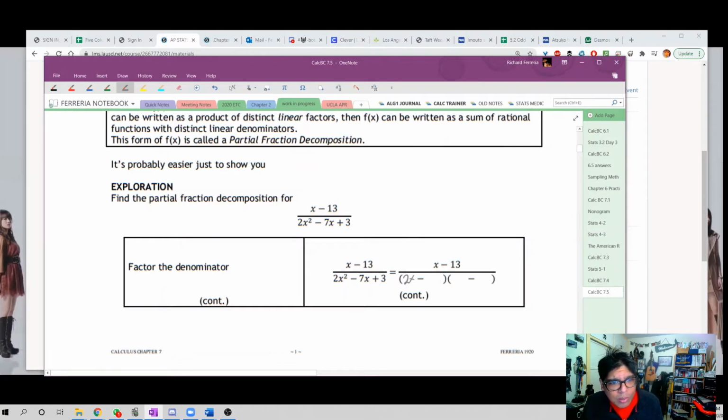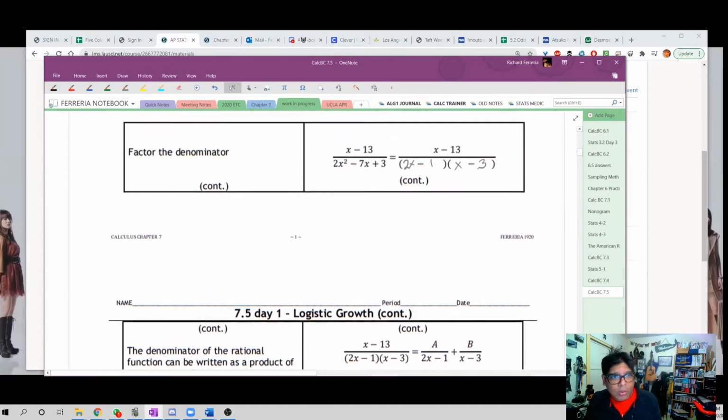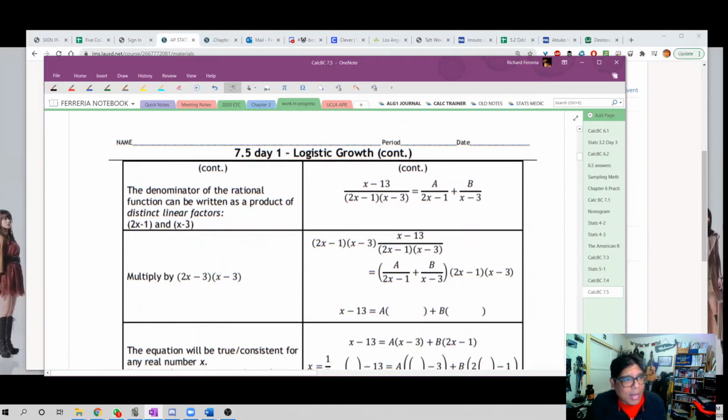So I think we got 2x, x, 1, and 3. And wow, that's great. Now that we have it factored, oh, and look, it was already factored over here for us. Imagine that. We have these two linear factors. And what we're going to do is multiply by the denominator on the left side. So we're going to multiply both sides by 2x minus 1 multiplied by 2x minus 3. So we're multiplying that on the left and the right side.